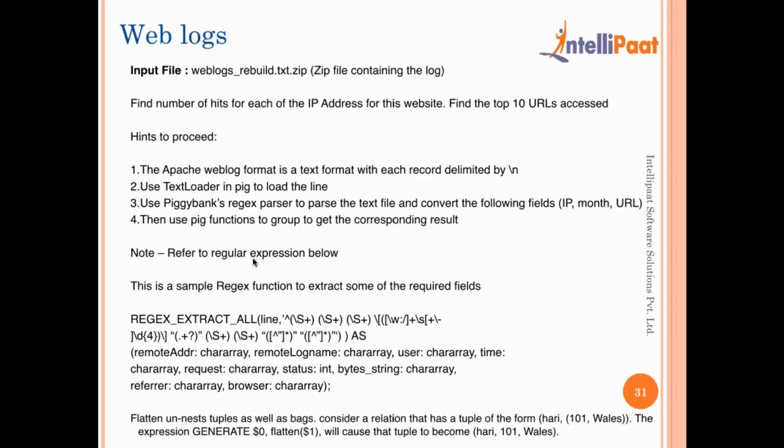Now we have to find out, using this log file, the number of hits for each of the IP addresses received by this website, and we should also find the top 10 URLs accessed. So that's the exercise we want to do, and there are some hints provided. It says the Apache weblog format is a text format, and each record ends with a newline character. Okay, so let us try to do that exercise.